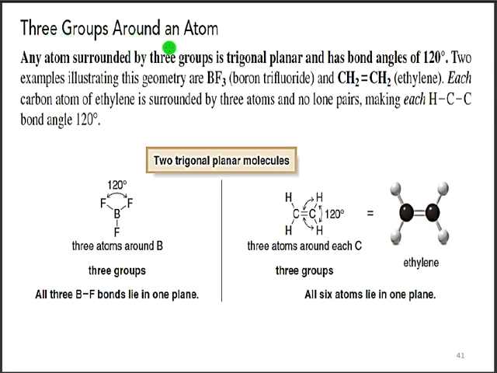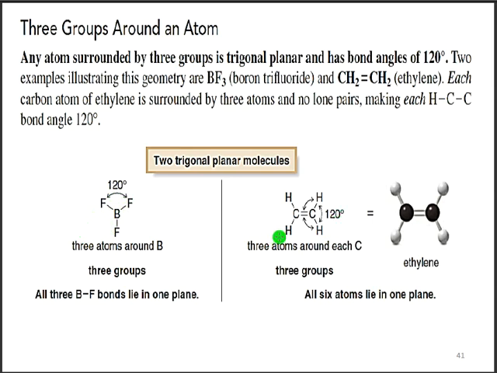3 groups around an atom. Any atom surrounded by 3 groups is trigonal planar and has a bond angle of 120. An example of this geometry is BF3, boron trifluoride. Look, the boron is surrounded by 3 groups. That means the best geometry will be trigonal planar, and it will be planar. It gives the best far distance between the 3 groups, less repulsion.